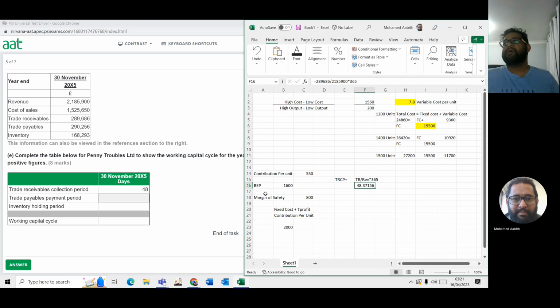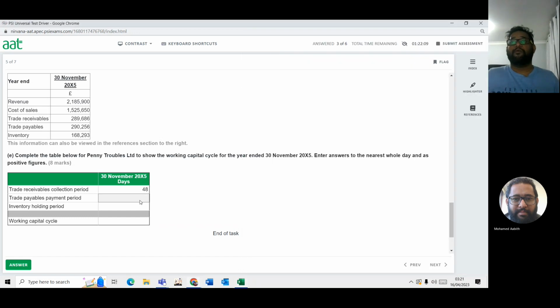Now let's look at the next one. The trade payables payment period, TPPP, is calculated almost the same way. It's going to be trade payables divided by cost of sales multiplied by 365. So in this scenario, it's calculated 26,256 divided by 1,525,650 multiplied by 365, and that gives you 69.44. The nearest whole day is 69 days.